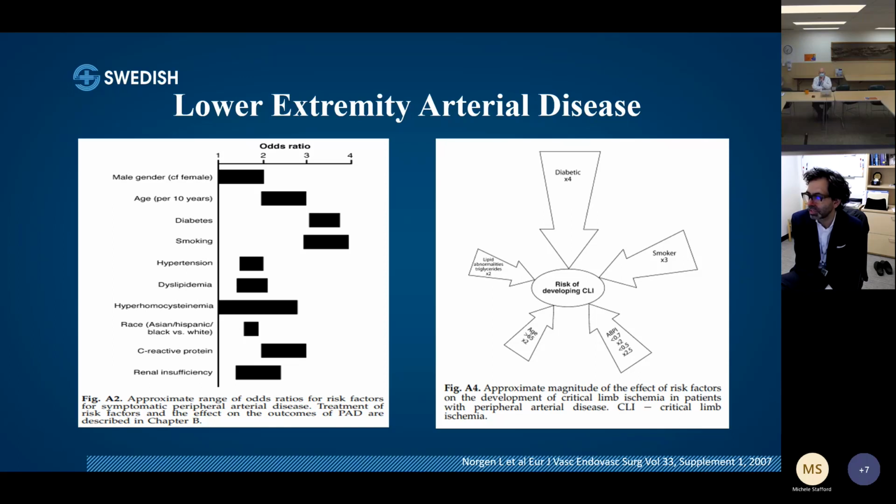their kidney disease. On the right, if we look at risk factors for developing what used to be called CLI, it's now in the literature CLTI. Again, diabetes and smoking are the ones that really play the largest, or disproportionately the largest, role in terms of developing that. And these patients are ones that have limbs that are now at risk.